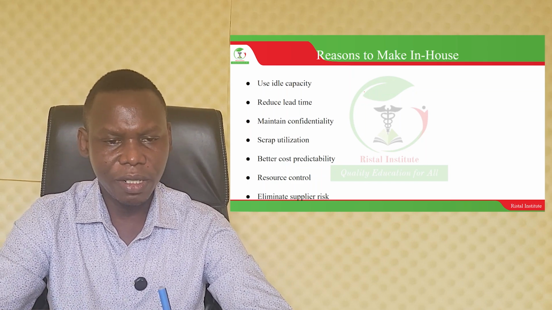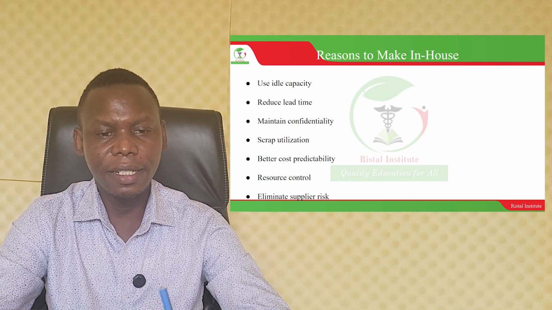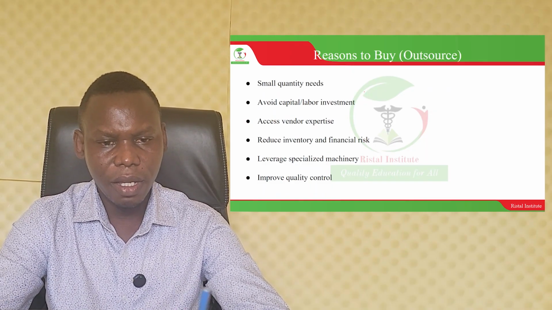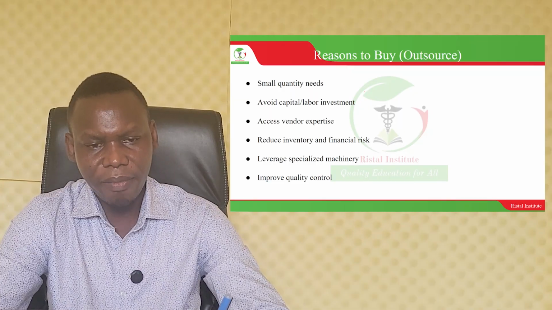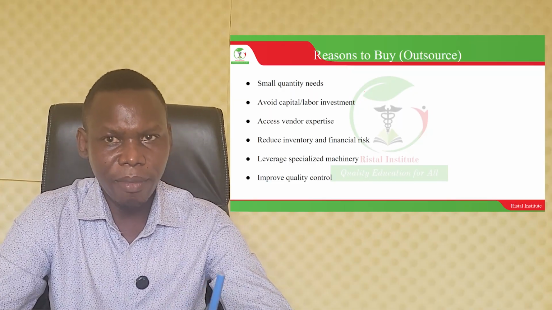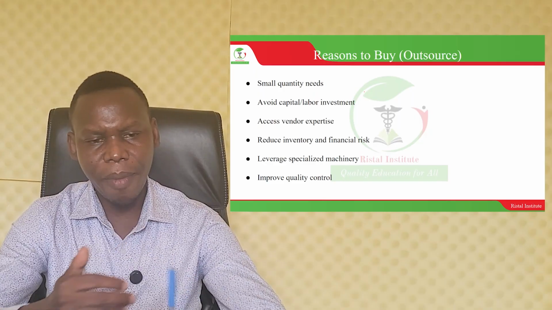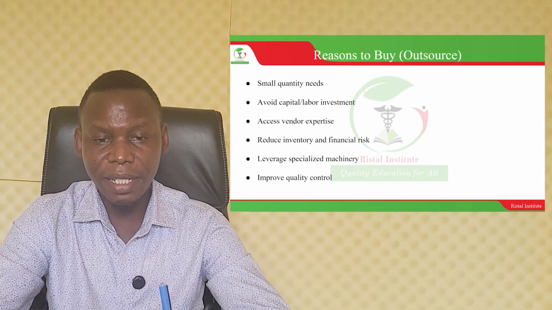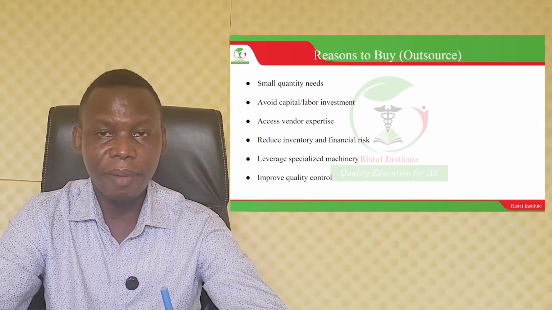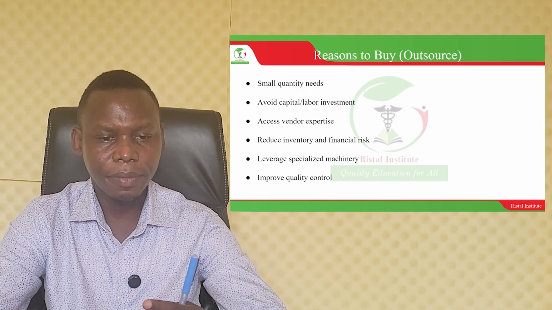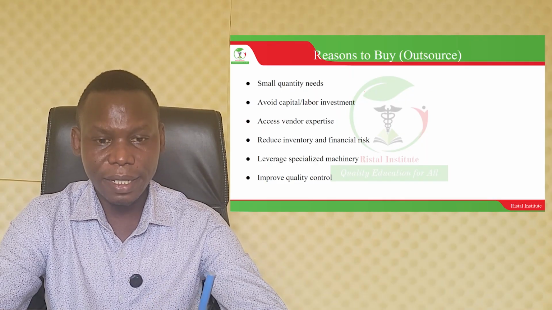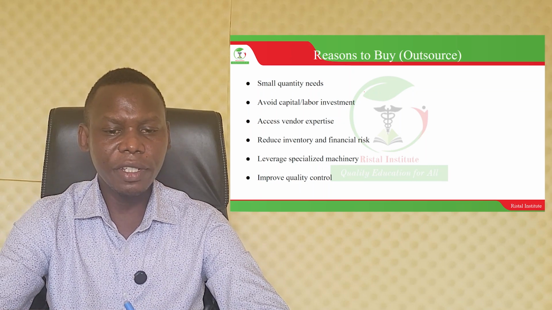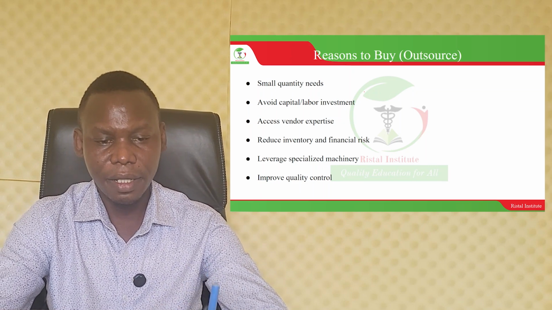This is more repetition. Small quantity needed, something we can manage. We can buy it if it is something small. Some of these reasons can also be a reason to make, depending on the factors involved. Avoid capital or labor intensive work. We don't want to invest in capital, so we decide to buy. Access vendor expertise: we need someone who has knowledge, so we buy. Reduce inventory and financial risks, the company will buy.